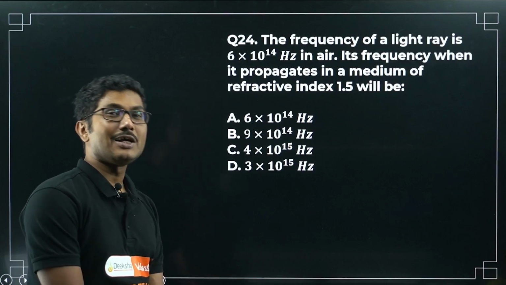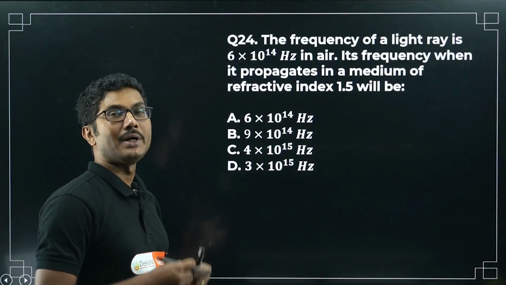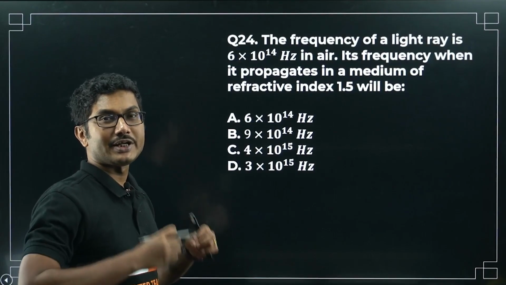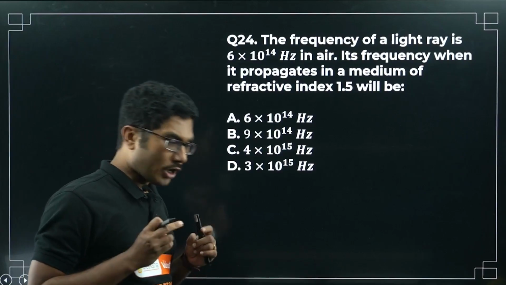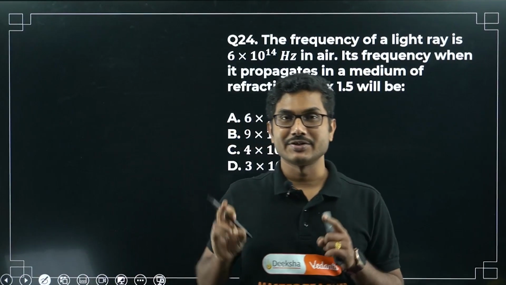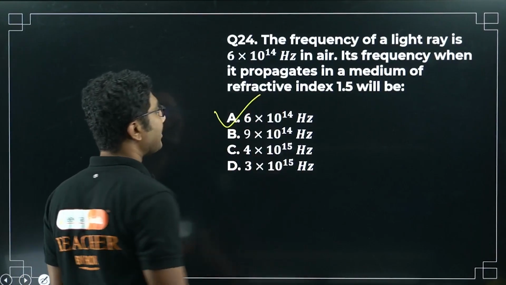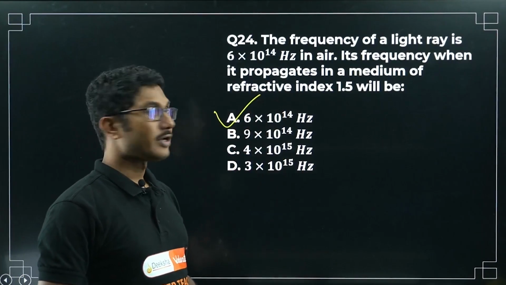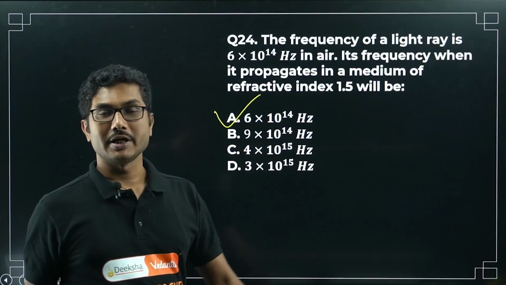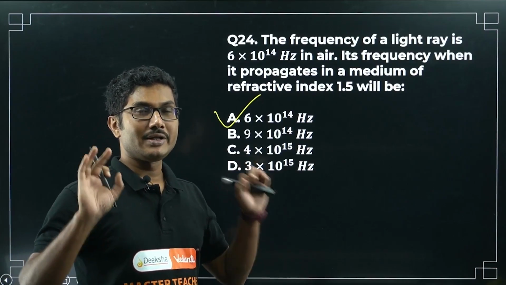The frequency of light is a fundamental property. It does not change on changing the medium. Only the wavelength of light changes. Frequency does not change, so frequency will remain the same. So 6 times 10 to the power 14 will remain 6 times 10 to the power 14. It will not change. Be very careful.